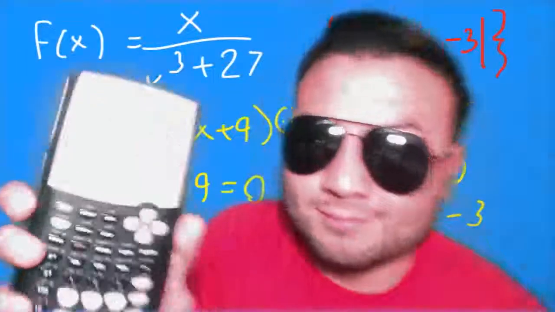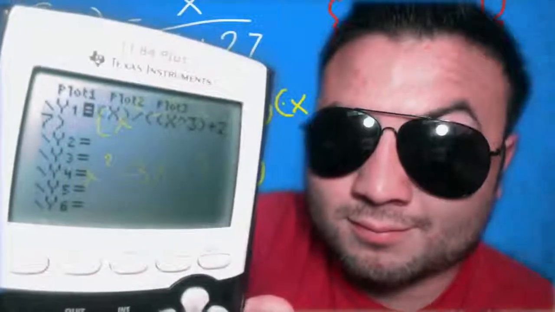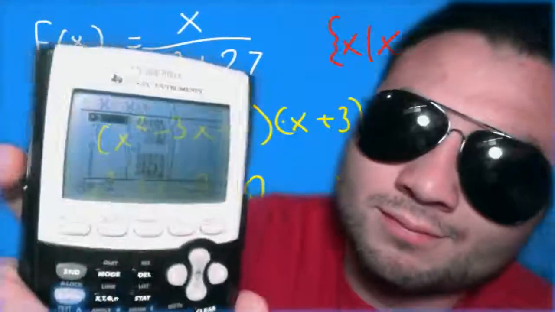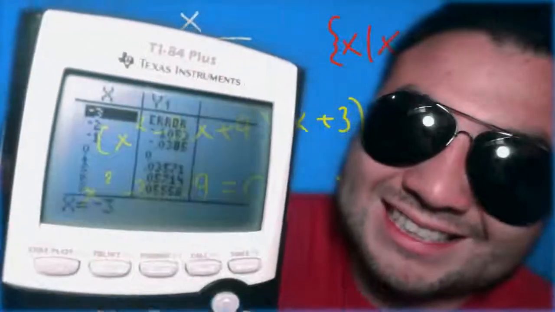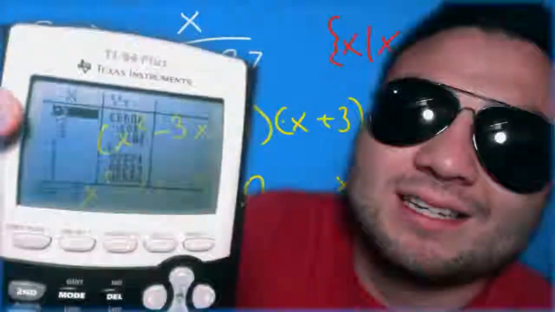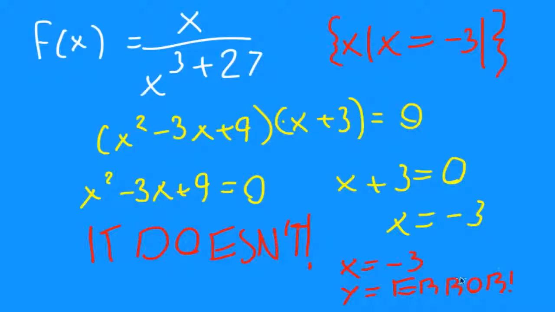X equals negative 3, y equals error. And that's it. Now you know how to work this problem. I hope.